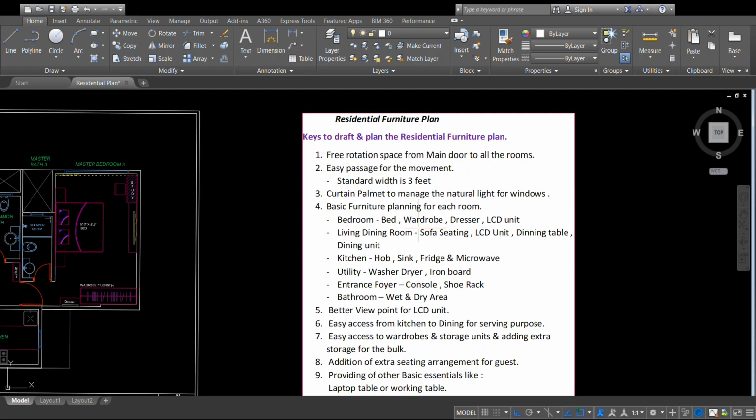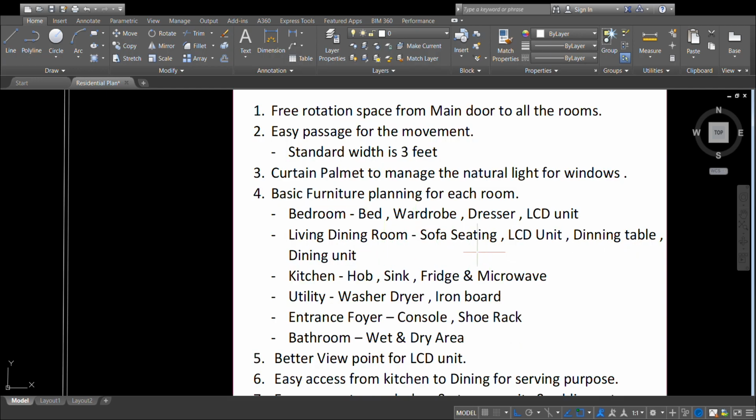Okay, now we go to living dining room. That is, what are the important formation of living dining room? The sofa sitting, LCD point, dining table, and the dining unit. The dining unit is nothing but a crockery unit, a small display of crockery unit.